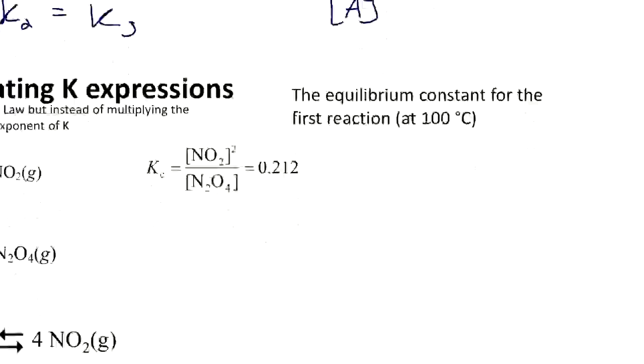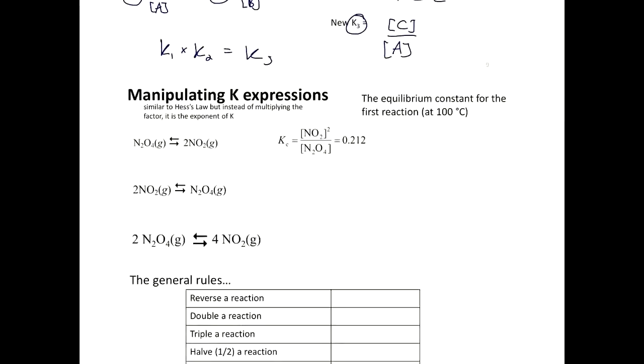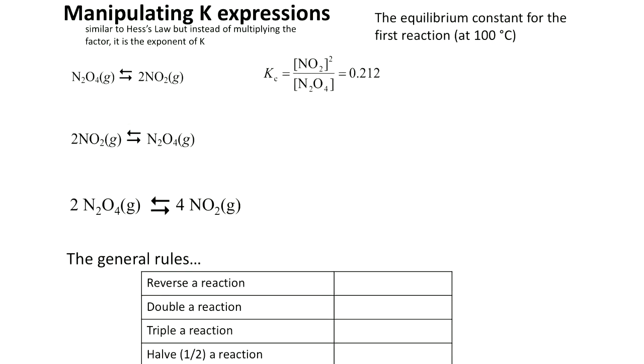So here are the rules for manipulating K expressions. Here is the original K expression: N2O4 gives us two NO2s. How is this reaction different from this reaction? We are reversing it. So what do we do to the value of K? What is the K for this new reaction?